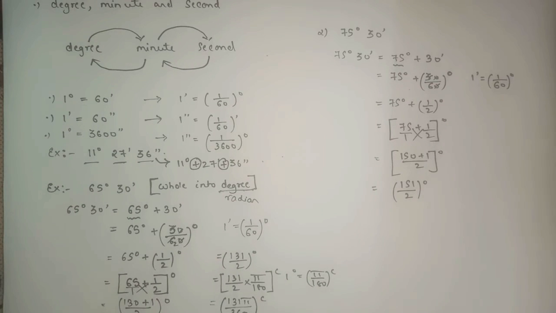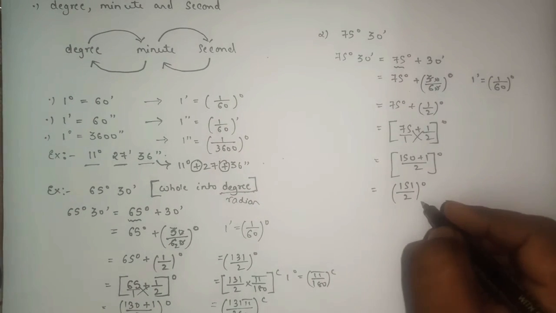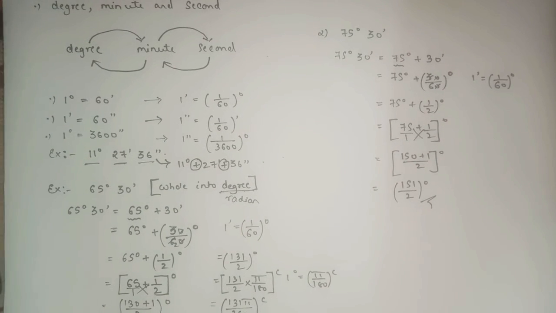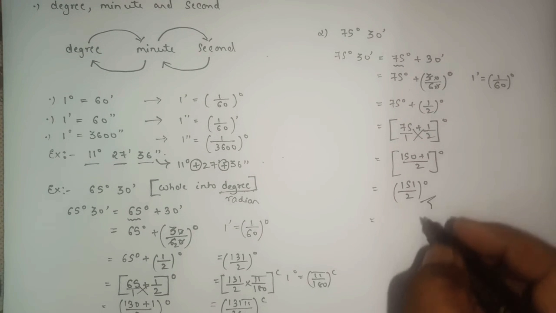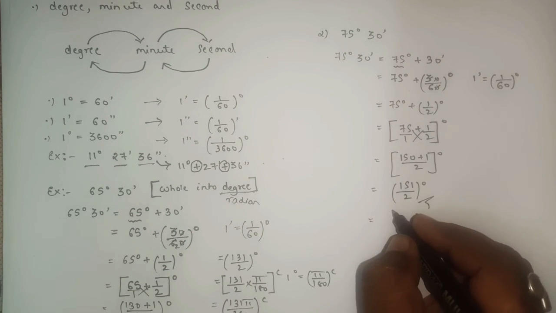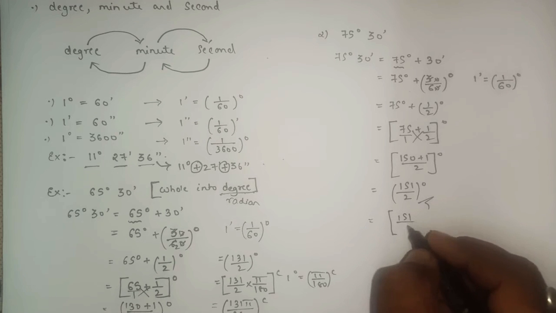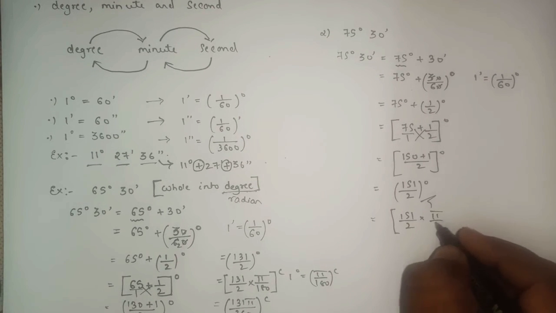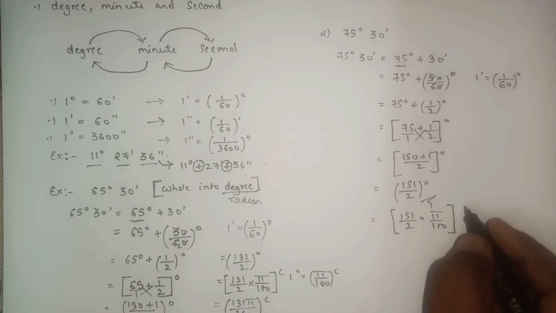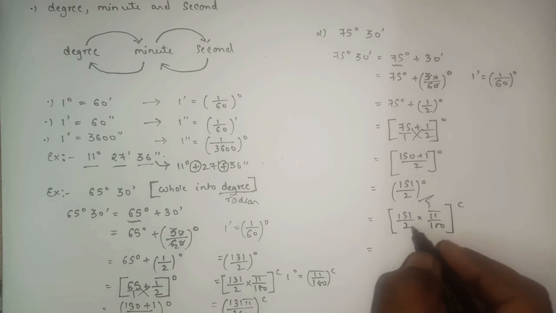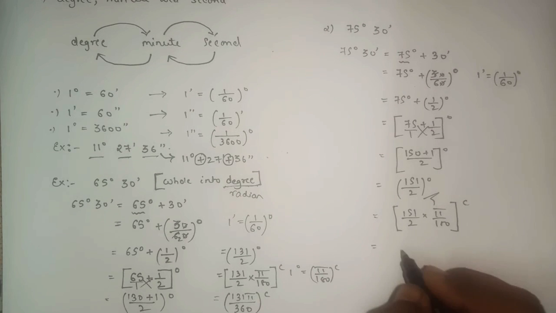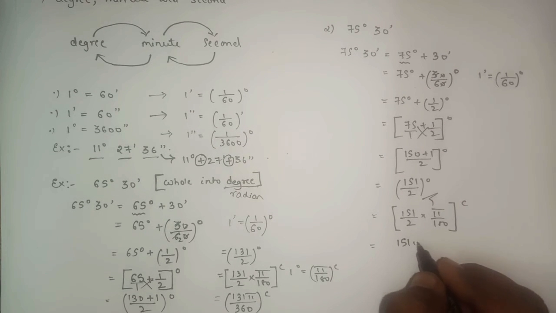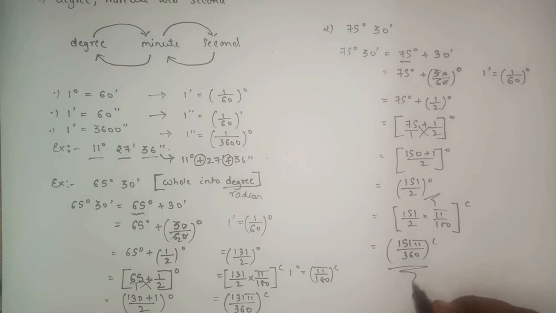So here we cannot cancel this part, so we'll keep this section as it is. Yes or no? Suppose in the question it says that you have to convert this degree into radian, so simply what you will do, you will multiply this number by pi by 180, so it will get converted into radian. As we cannot see any reduction here, we cannot cancel, so the final answer will be 151 pi upon 360 radian.